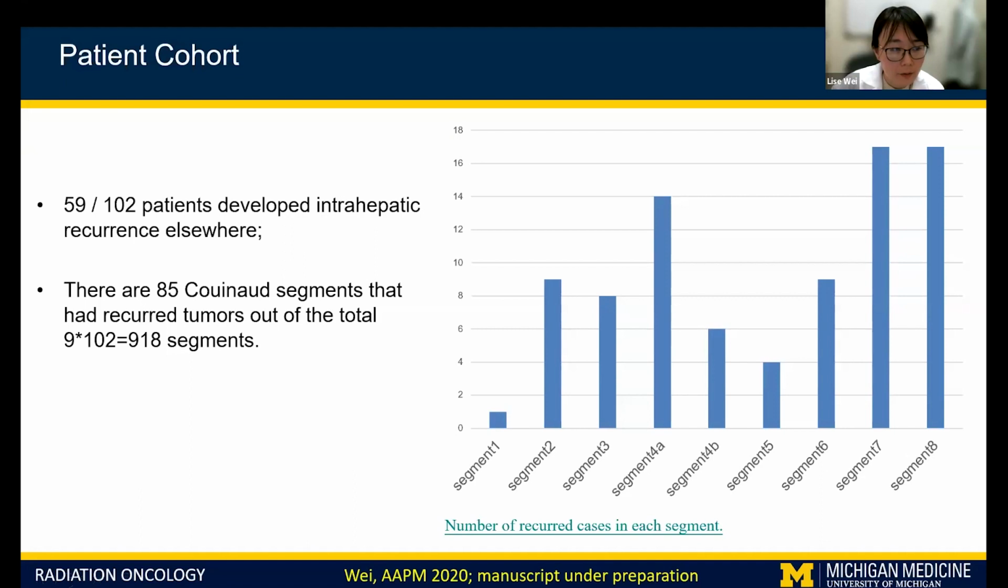There are 59 patients out of the 122 patients that developed this intrahepatic recurrence. Looking segment-wise, there are 85 segments that have recurred tumor out of about 900 segments. This is the distribution of where the tumor recurs. We can see that segments 7 and 8 and maybe 4A have a higher probability of recurrence.